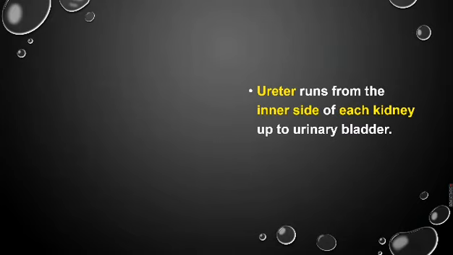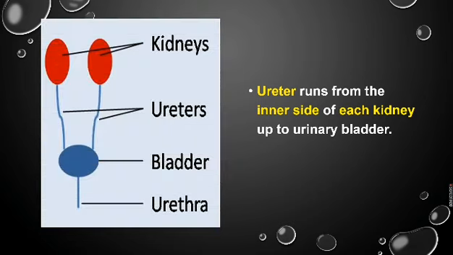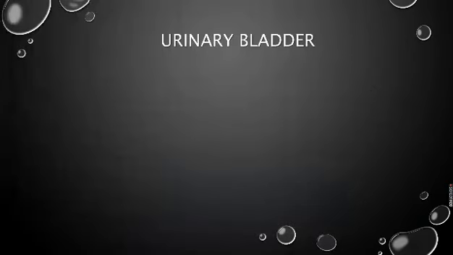Just like that there is a similar ureter which is attached to the other kidney. And the location of the ureter is that it runs from the inner side of each kidney up to the urinary bladder. So the ureter acts as a connection between the kidneys and the bladder, and when the urine is formed, it gets transferred into the ureter, then the ureter transfers it to the bladder. So this is the function of the ureter, where it transfers the urine from the kidneys to the bladder.